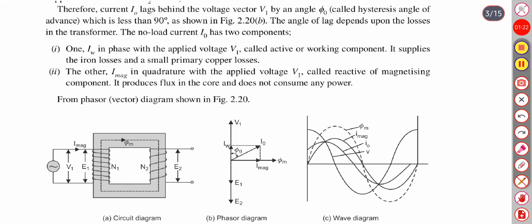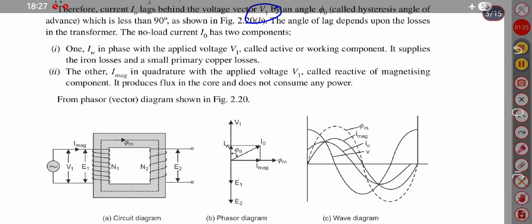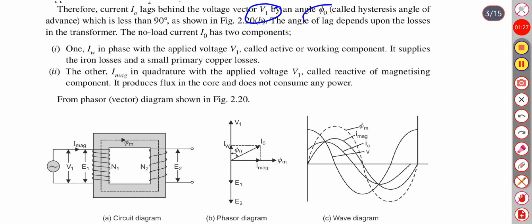Therefore, the current I0 lags behind the voltage V1 by an angle phi 0, called the hysteresis angle of advance, which is less than 90 degrees. So I0 has two components. One is IW, as shown in this figure. IW is in phase with the applied voltage V1, called the active or working component. It supplies the iron losses and small primary copper losses.